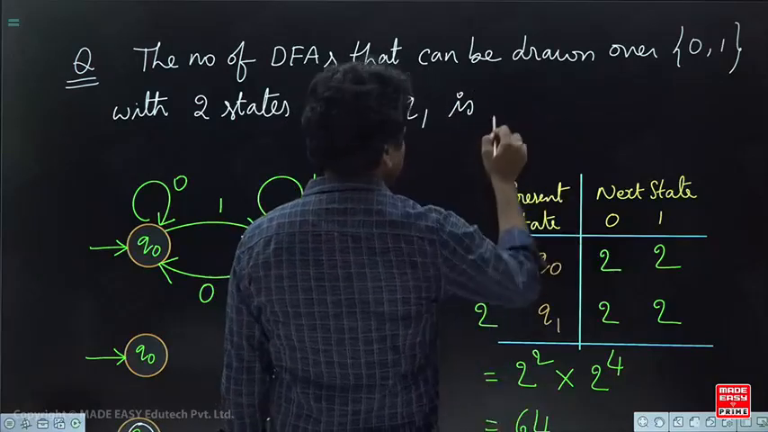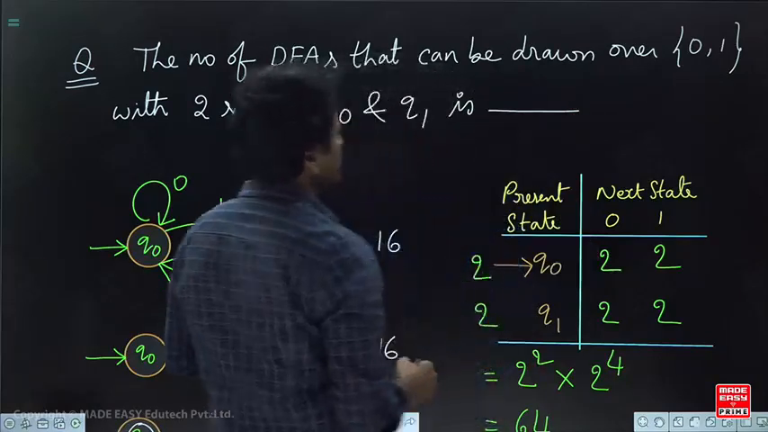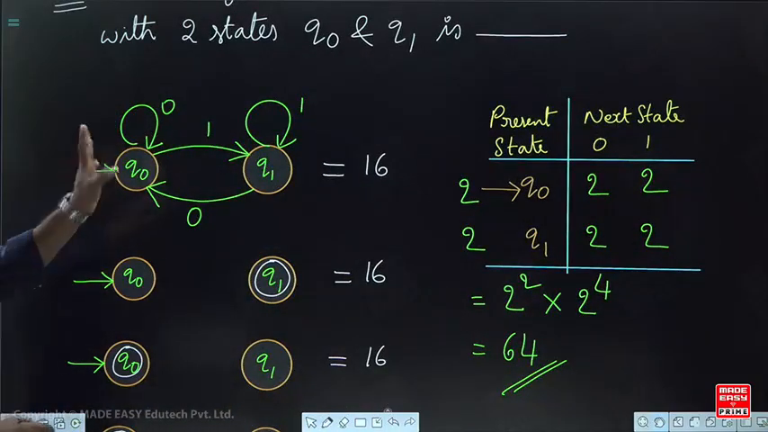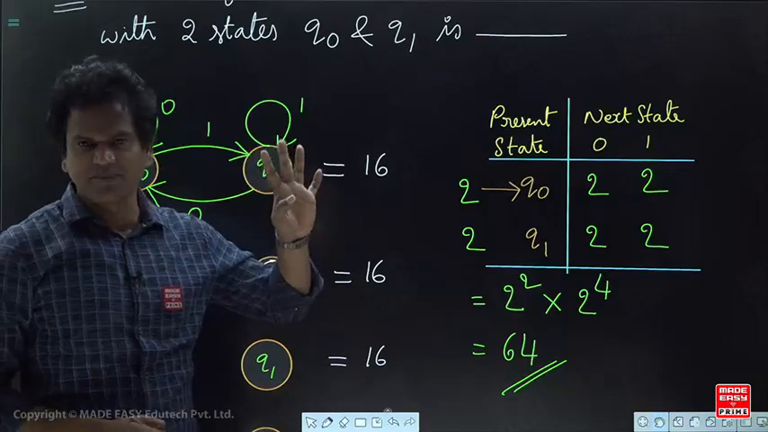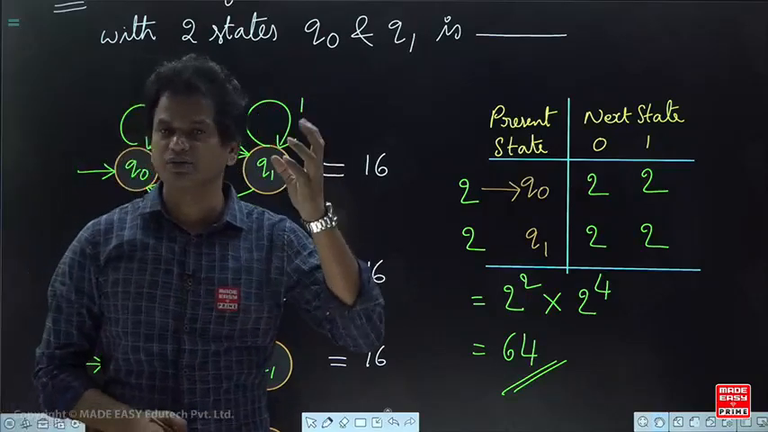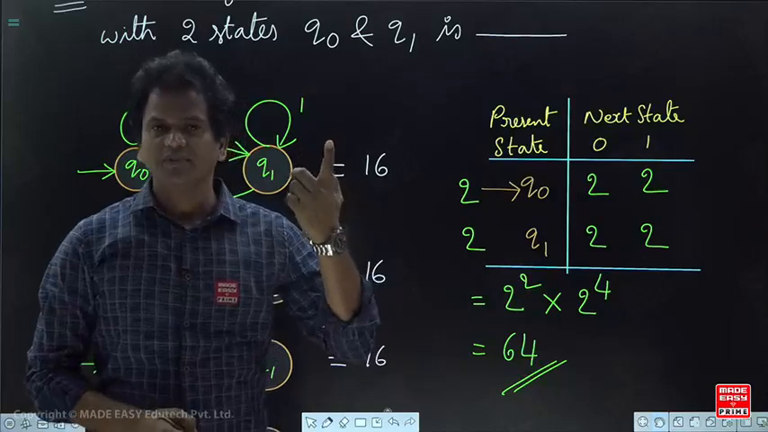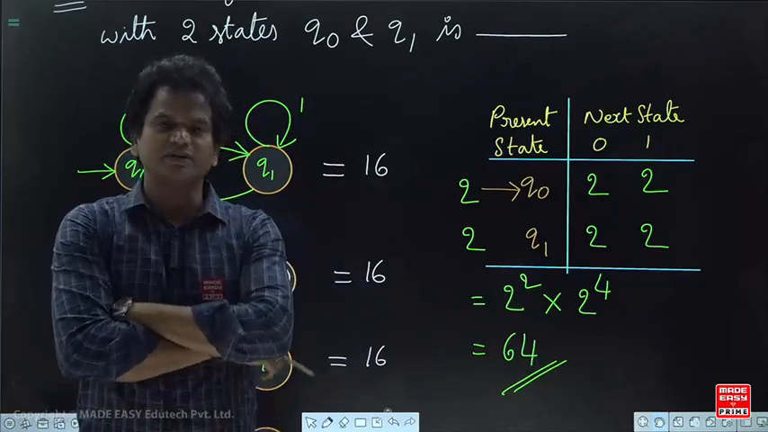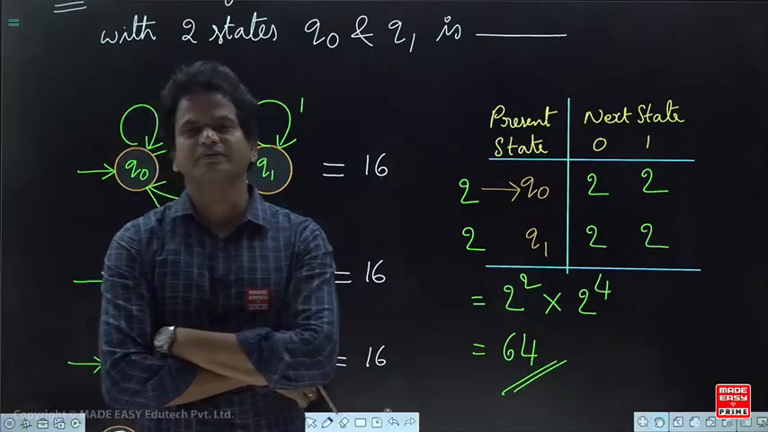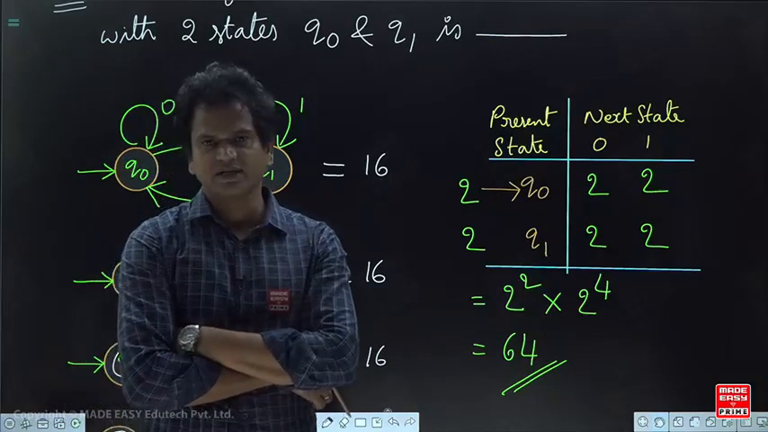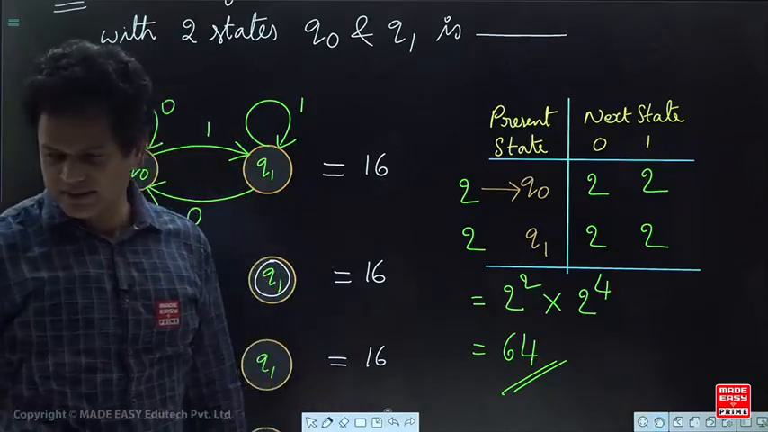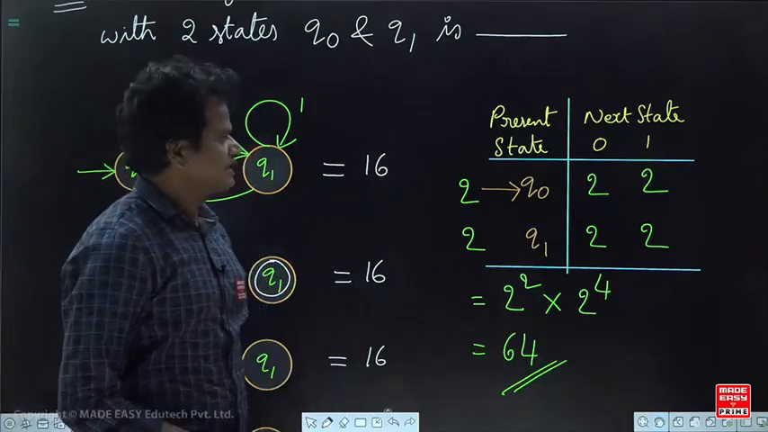In the previous question, I had clearly mentioned Q0 is initial, but now I am not mentioning any initial state. You can take Q0 as initial or Q1 as initial, but don't take both at a time. Sir, I take Q0 and Q1 both as initial. In the case of DFA, there will be only one initial state, whereas in NFA you can have multiple initial states. So now tell me the answer.